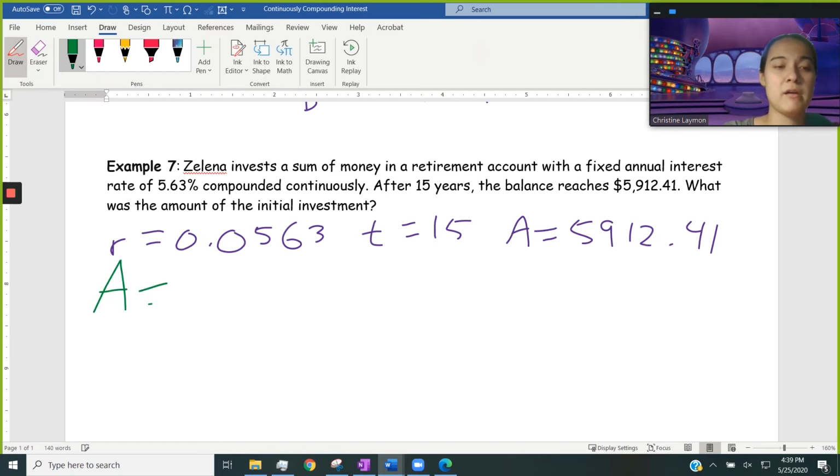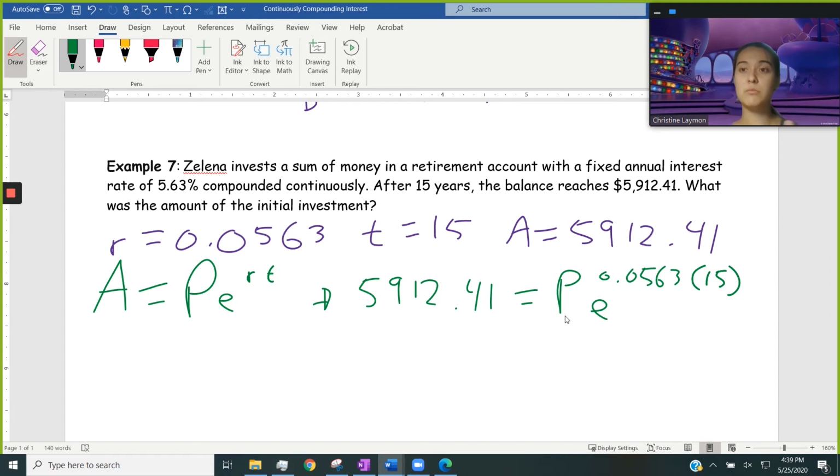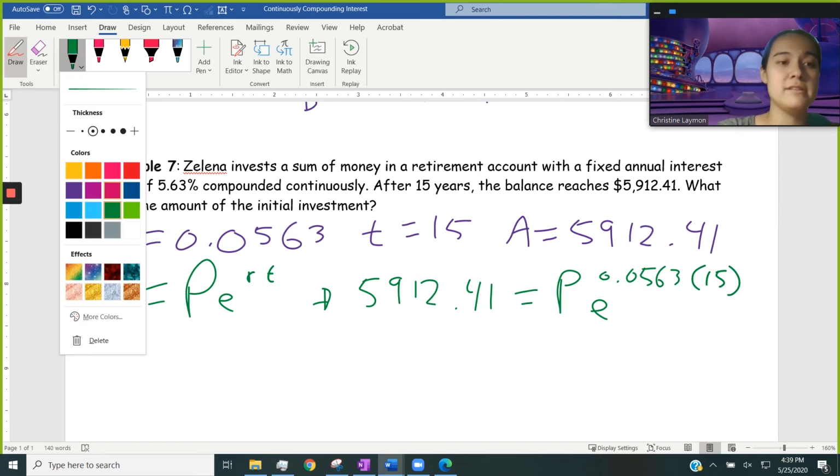Okay, I'm going to go ahead now and plug this into our formula. So again, thinking about A equals P e to the rt. Let's plug in what we know. So we had 5912.41 equals P times e raised to the 0.0563 times 15. Okay? Now to solve for P, I have to get it by itself. I'm currently multiplying P to all the stuff in e. So let's go ahead and divide both sides by that amount.